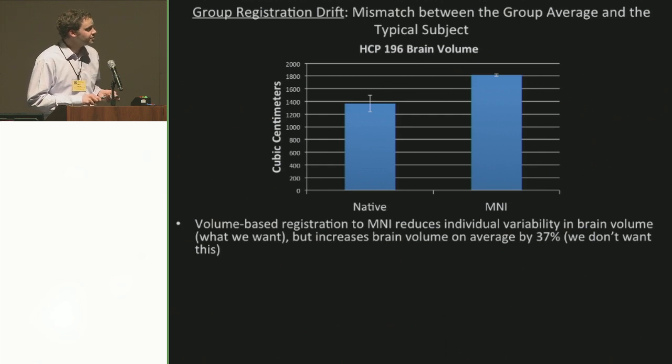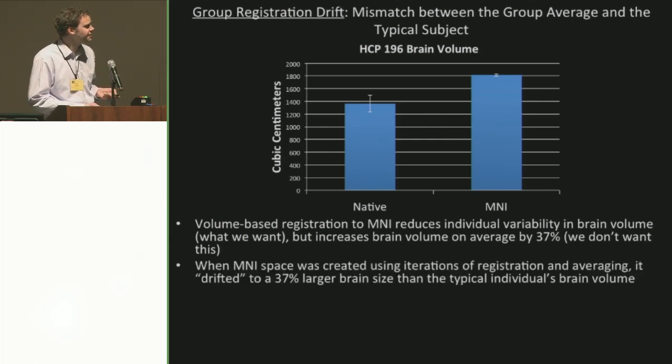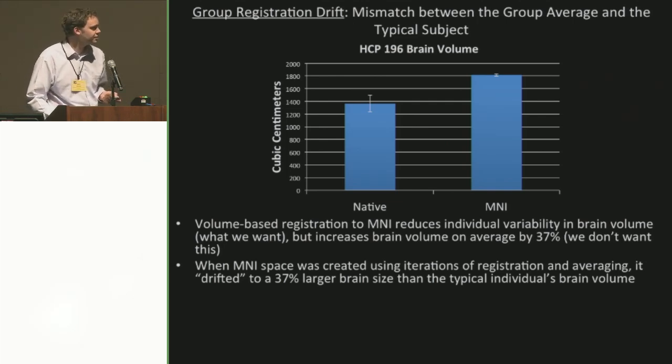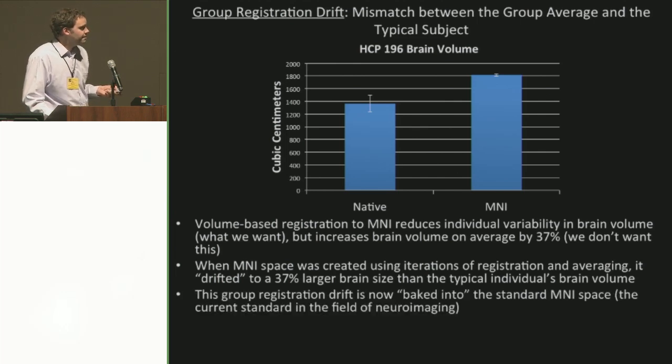But you also get this increase in brain volume, and that's not something you were after. You were just wanting to reduce variability. You didn't want to actually change what the average was. And it increases by 37%. That's because when MNI space was created using iterations of registration and averaging, basically, the template drifted to a 37% larger brain size than a typical individual subject's brain volume. So these are the same brains here, it's just before and after registration to MNI space. And this is now baked into the standard space.